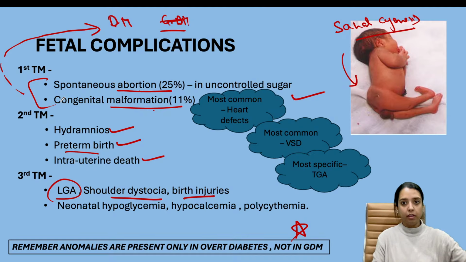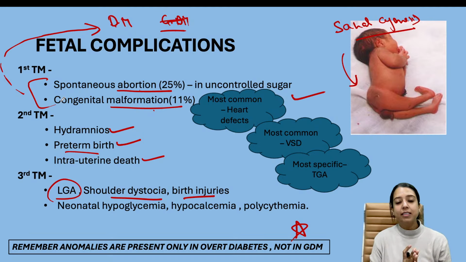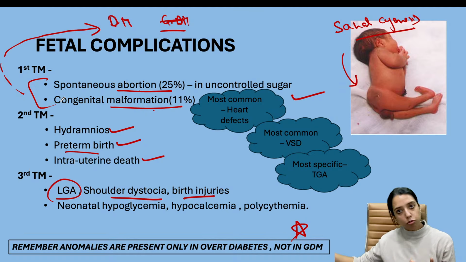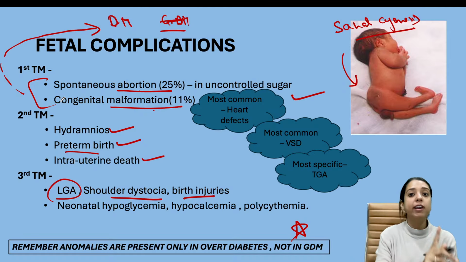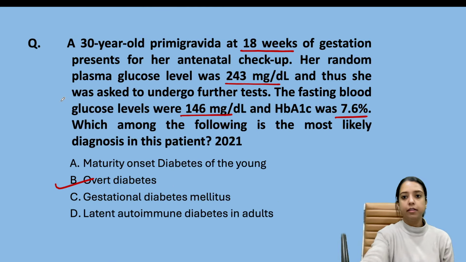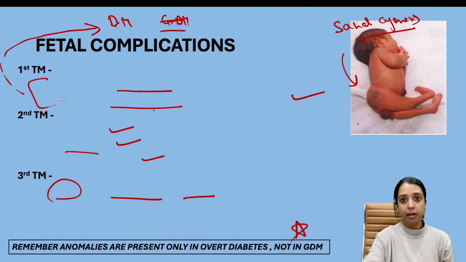ठीक है? Do you got it? Question is asked, which risk is there in GDM? Don't mark malformation. Macrosomic baby happens. Malformation over diabetes में होता है. Why? Sugar values are so high. That is why malformation happen in overt diabetes.